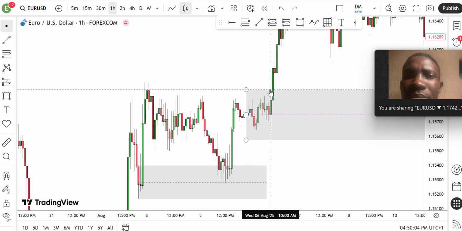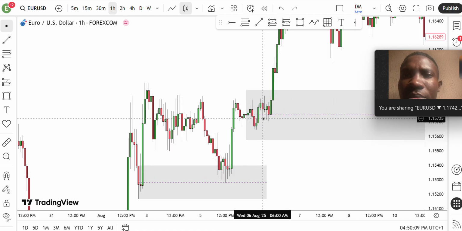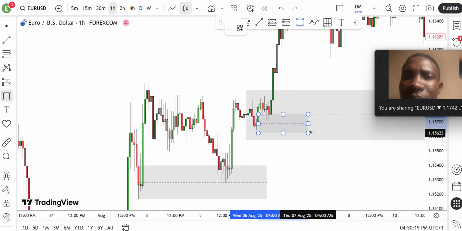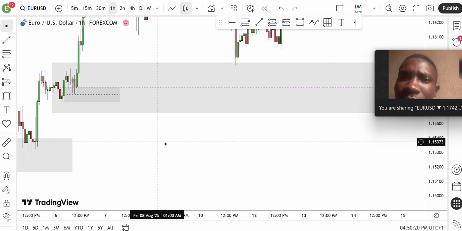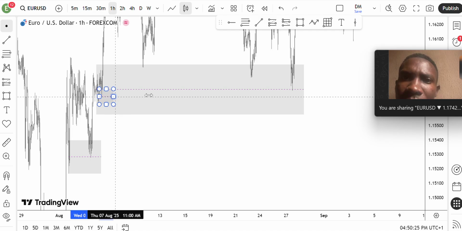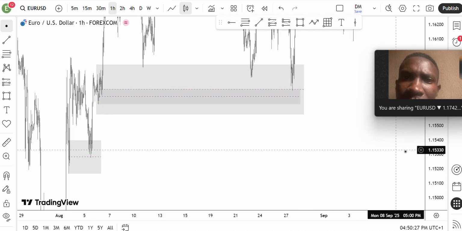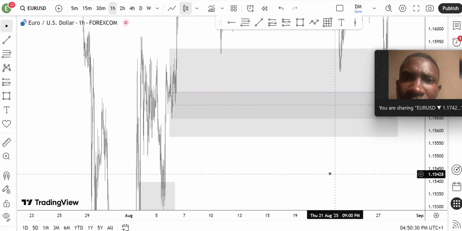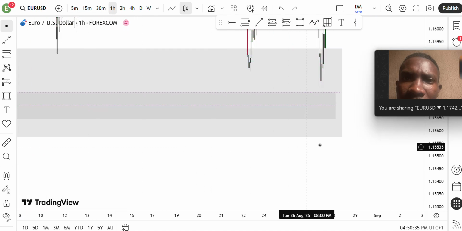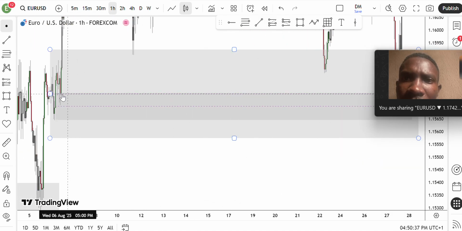There was a sweep, there was another sweep. Price came back, touched into this, and broke. So the demand here, precisely here, price reacted from it. I think that was the eventual one that price reacted from before it went up. Eventually, that was where it came into. It went up eventually.